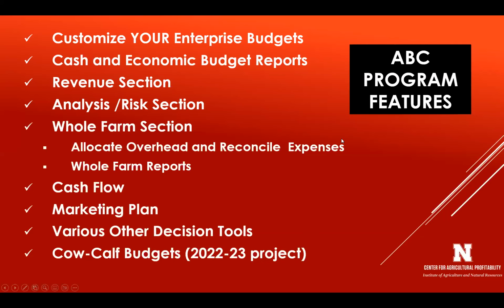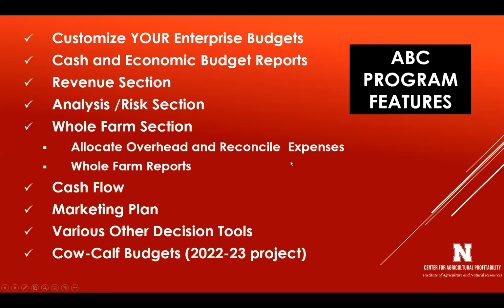So just to run through some features of that program, again, you can customize your own budgets. The budget reports show cash costs and economic costs. You can toggle between the two and take a look at that. We've added the revenue section as we've mentioned. We've got some analysis and a risk module. Then we've got a whole farm section.